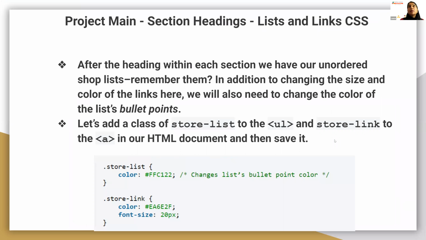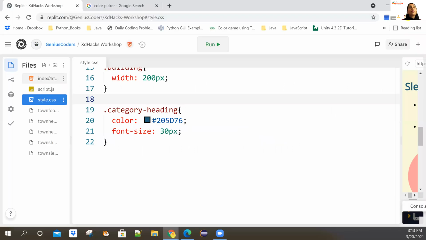All right. Next comes, so we did our headings in the section, and underneath we have the list, and those list items are links as well. So now we are going to add the CSS to them. One of the things that we do very frequently is change the color of the bullets. We have used the unordered list, and you want to change the color of that. So we will do that. And for the links also, we are going to change the size and the color. So again, we are going to use classes in our HTML. Let's do that and go to our HTML file.